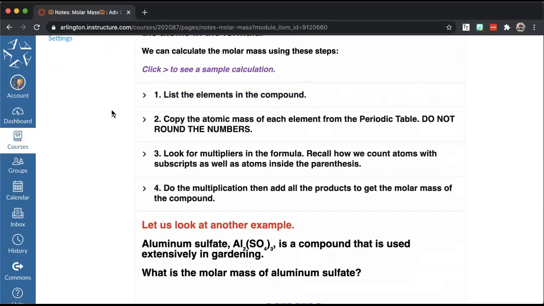So we're going to go through it, and then when we're done, I'm going to go through another one with you guys on the iPad. We're going to kind of work it out together using our periodic table.